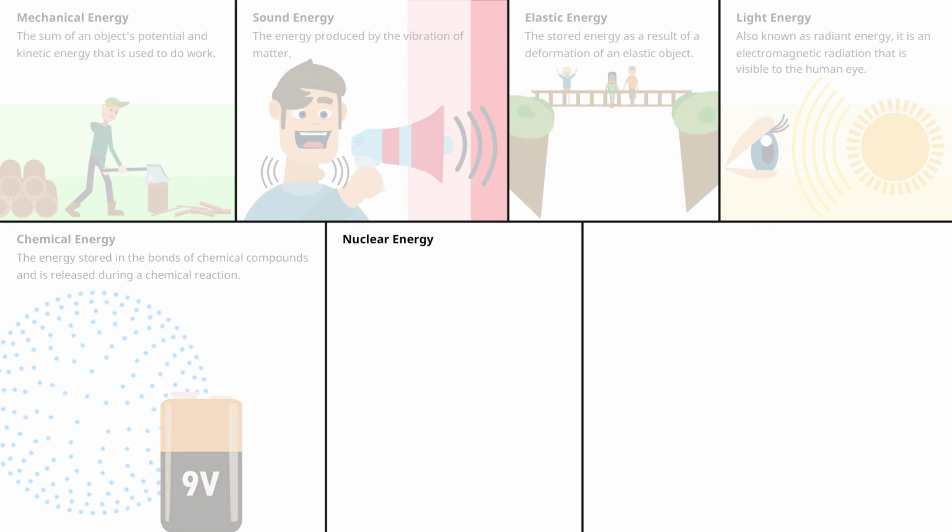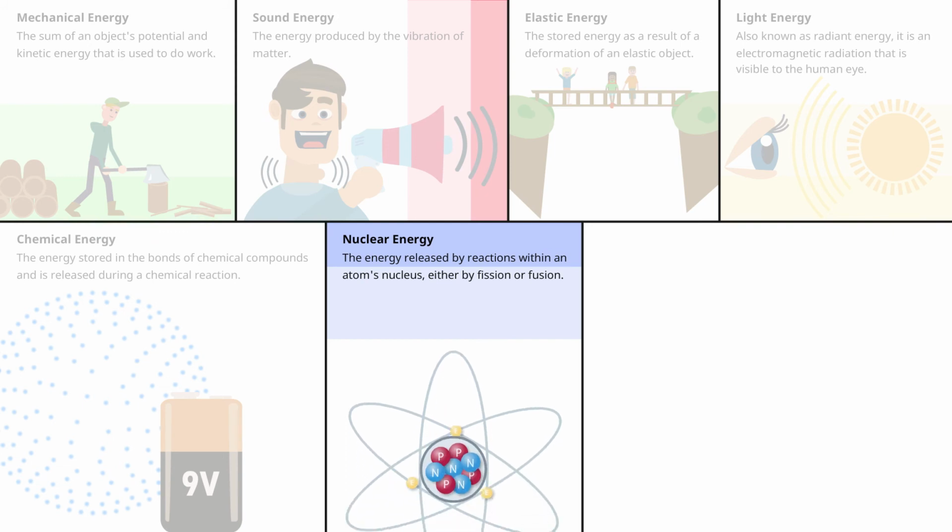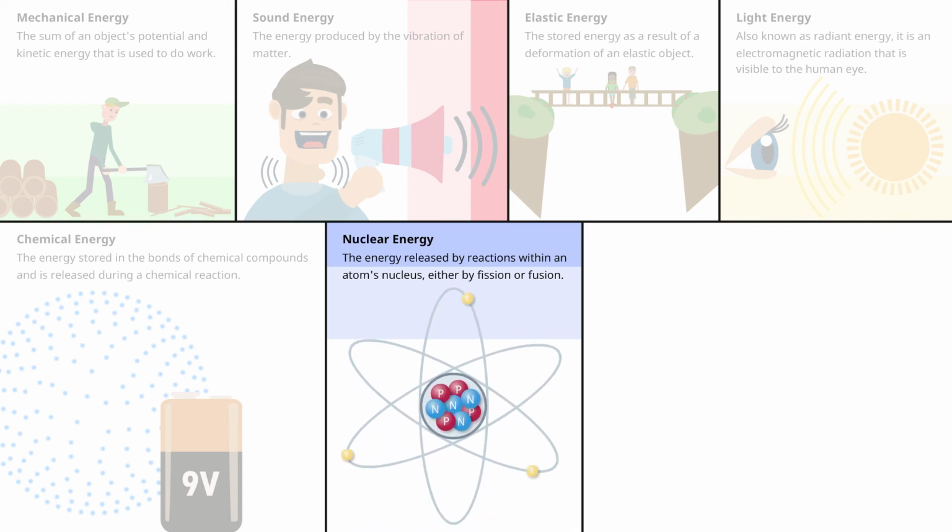Nuclear energy. Nuclear energy is the energy released by reactions within an atom's nucleus, either by fission or fusion. There are pros and cons to this type of reaction, and scientists continue to work hard to make it a legitimate and safe energy source.